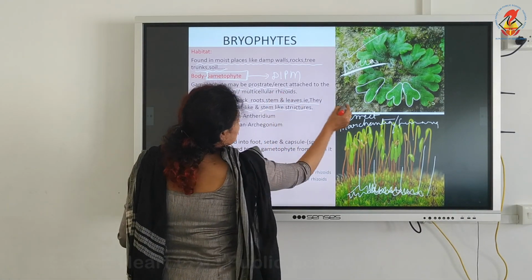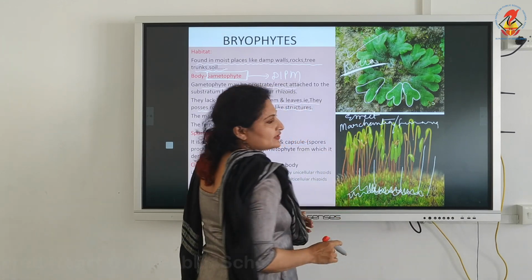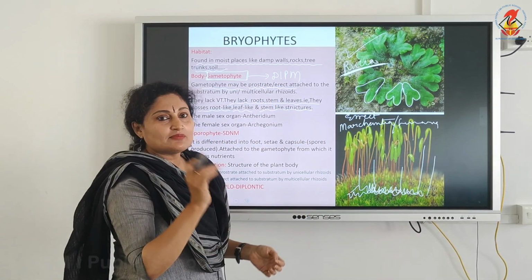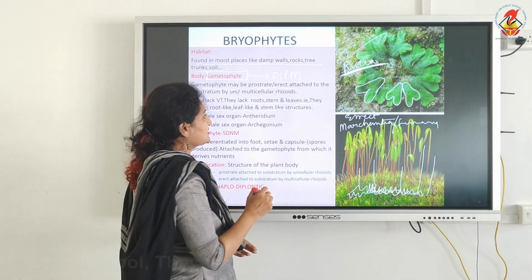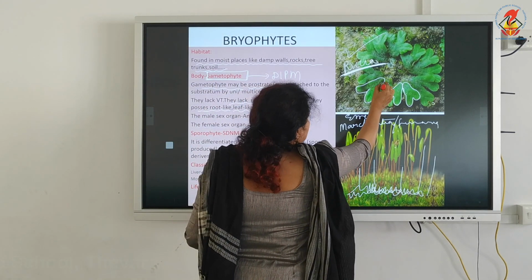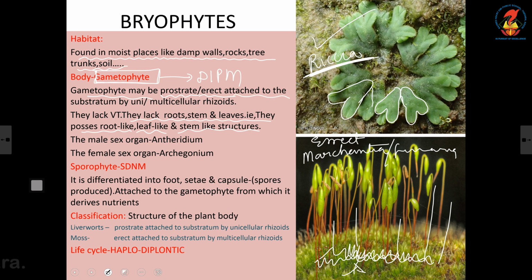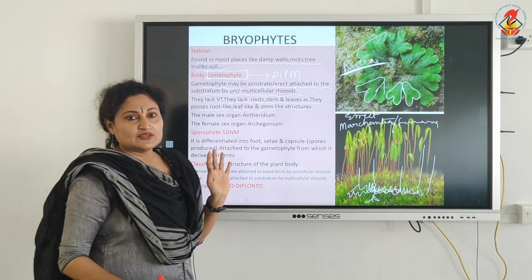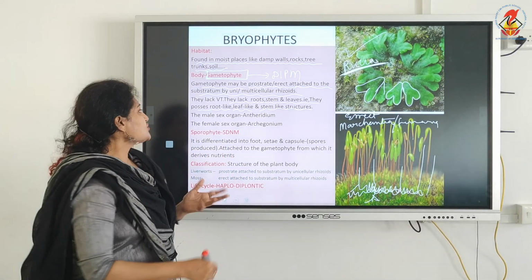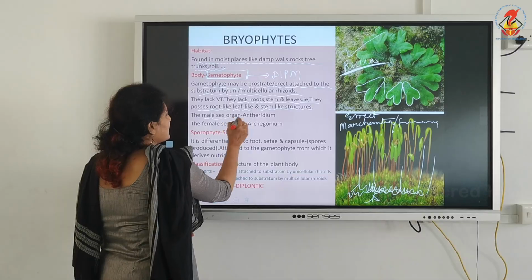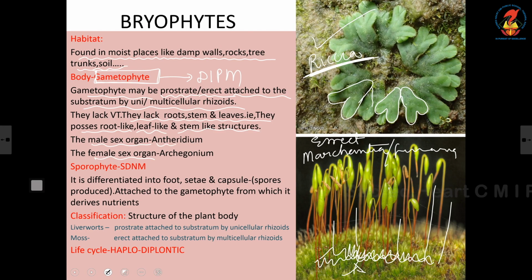And how do these structures attach to the walls? They do not simply glue to the walls. There are rhizoids, root-like structures, which can be unicellular, as in this case, whereas in this case they are multicellular. They are attached to the substratum by unicellular or multicellular rhizoids. And being gametophytes, what should they possess? They should possess male and female sex organs. The male sex organ is called the antheridium and the female sex organ is called the archegonium.